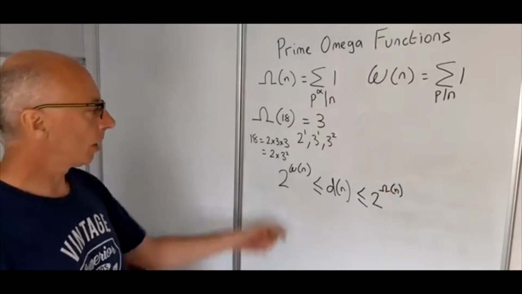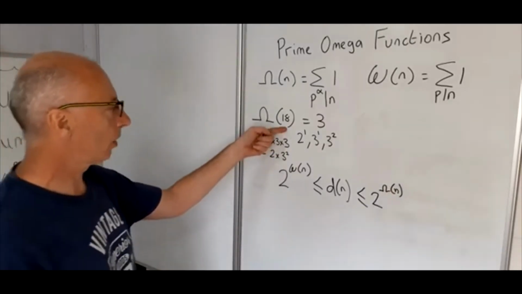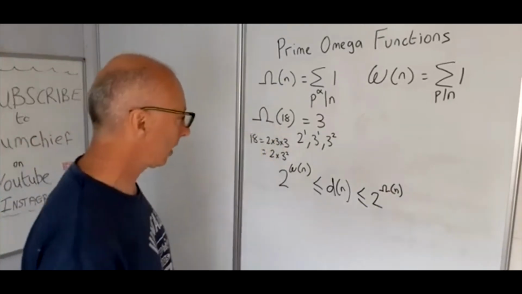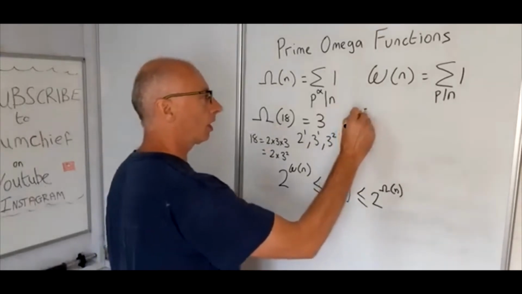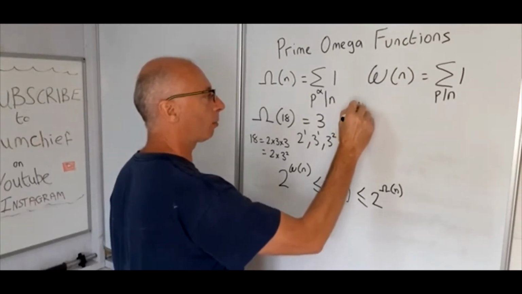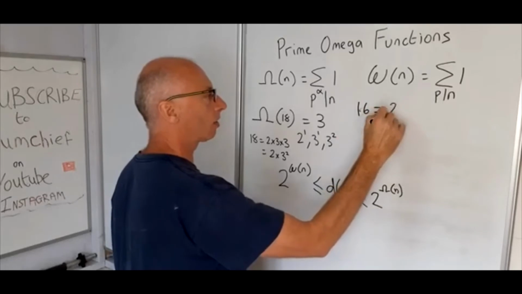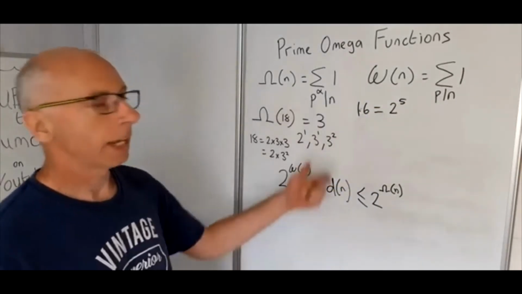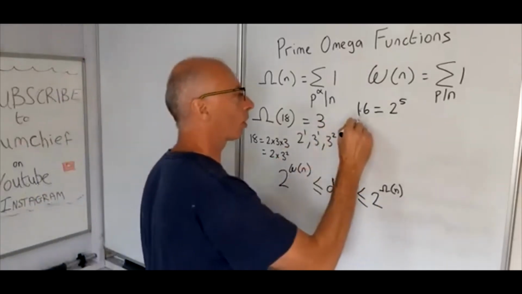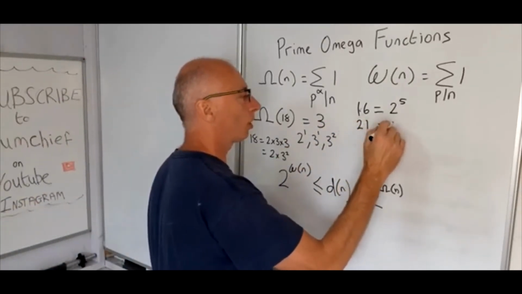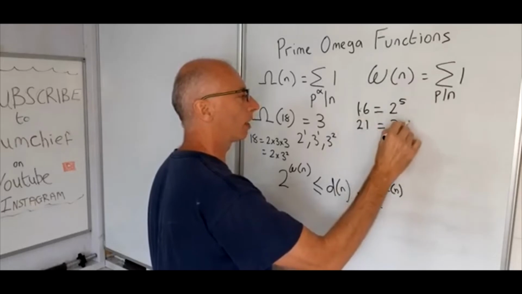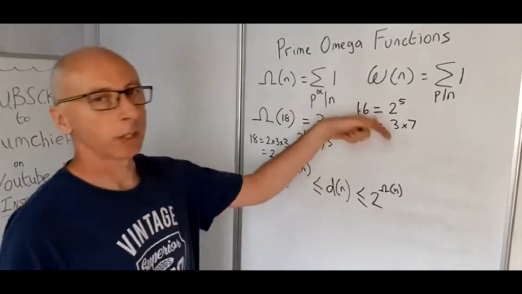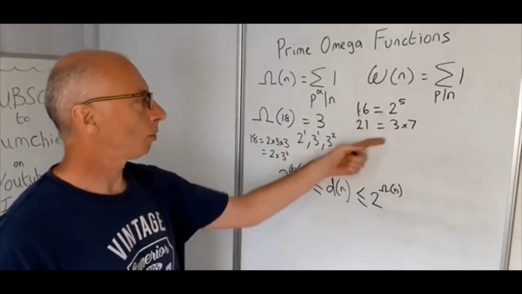So let's just have a look at a different number now. Instead of 18, let's have a look at 16. So let's see what 16 is made up of. 16 is 2 to the power of 5. And then while we're at a different number, we'll have a look at the number 21, which is 3 times 7. So they're made up of different kinds of constituent prime numbers.